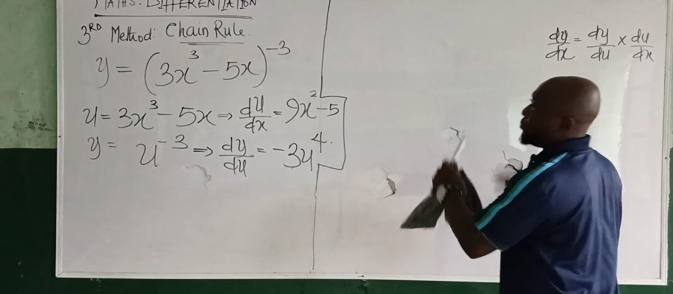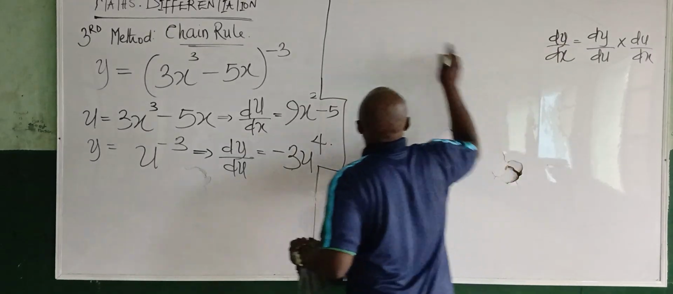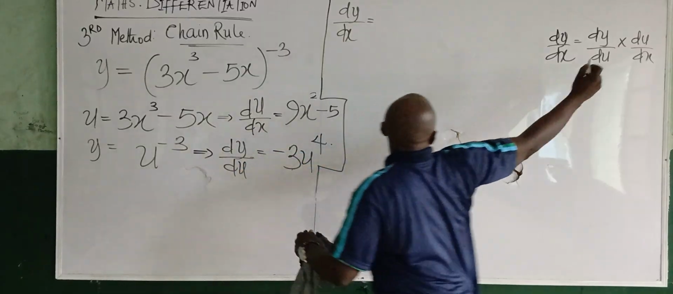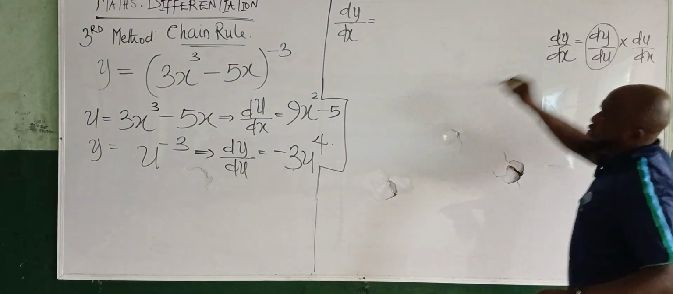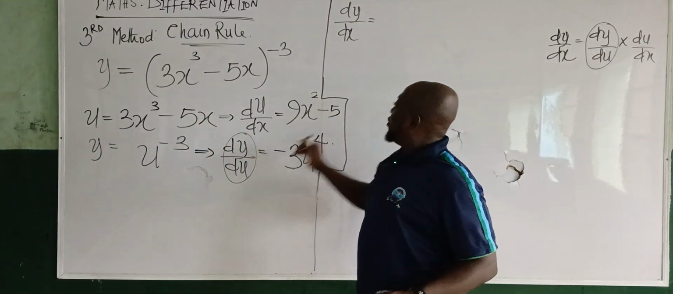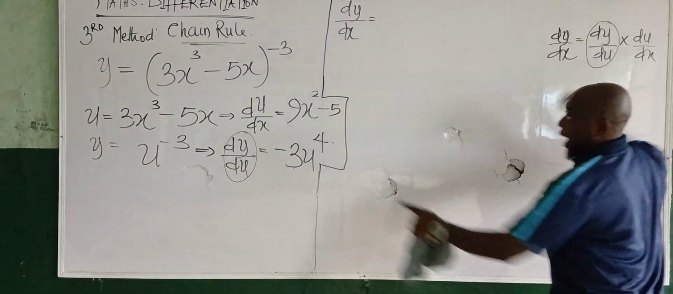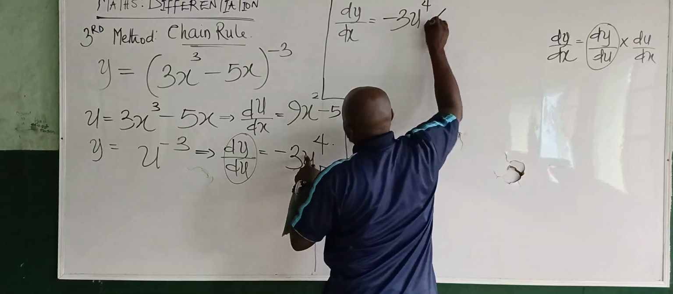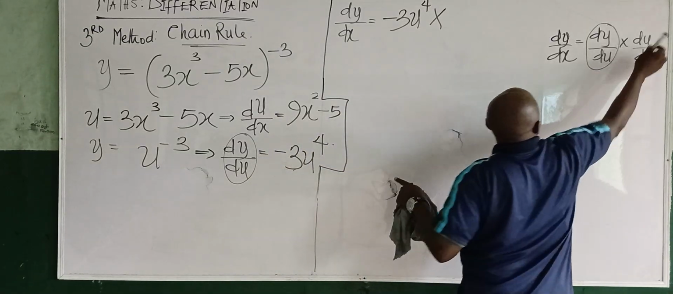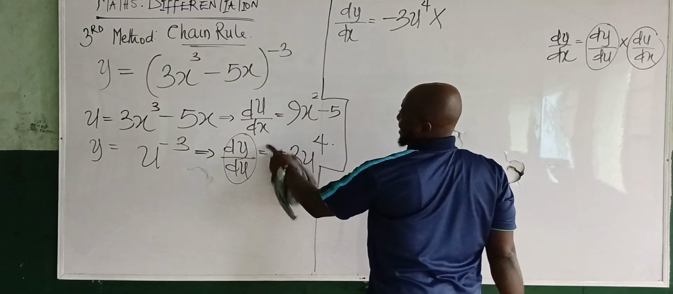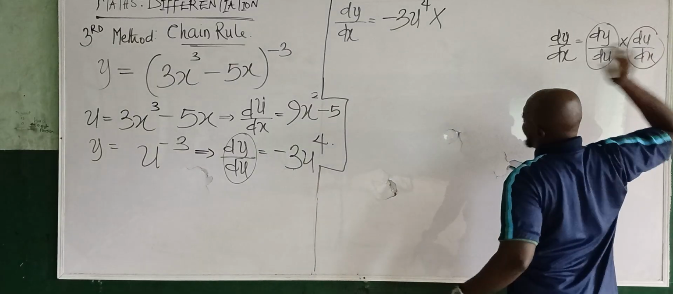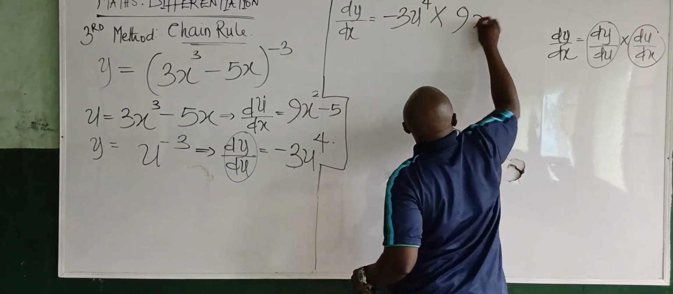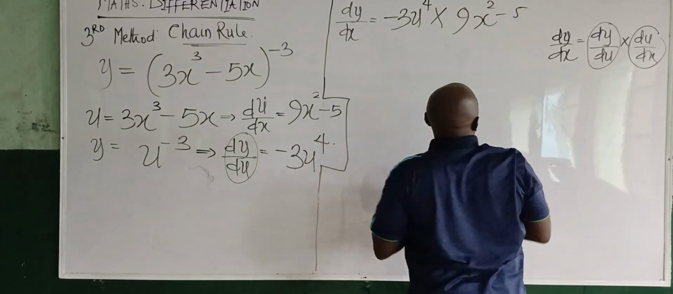So what do I do now is to input values. I will take dy dx first. dy dx is what we are looking for. So anywhere I see dy du, which is this one, I will remove this dy du and put this value here. So I'm having minus 3u raised to the power of minus 4 times, look at this, times here. So anywhere I see du dx, which is this one, I will remove this and put this value. So I'm having 9x squared minus 5. That's what I'm having.